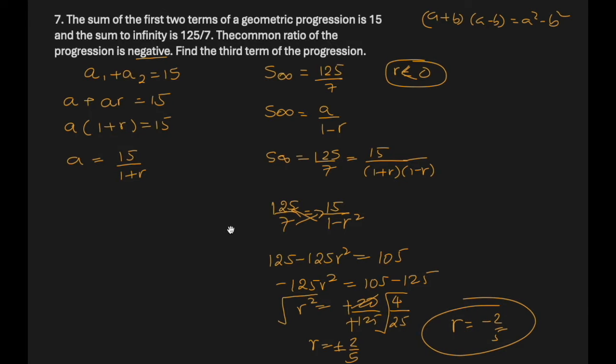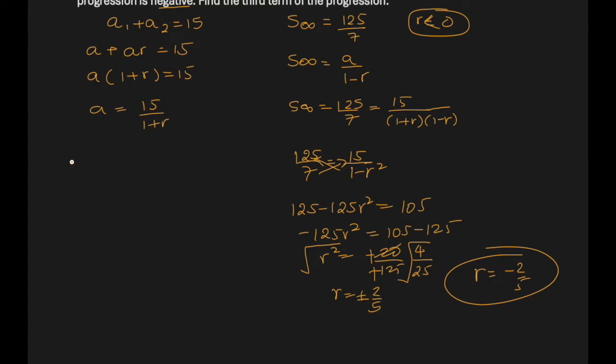Now, they're asking us to find the third term, which I will do here. A3 is AR to the power 3 minus 1, using our formula. A is not known to us, so let me find A from here. A equal to 15 over 1 plus R, and R is minus 2/5.